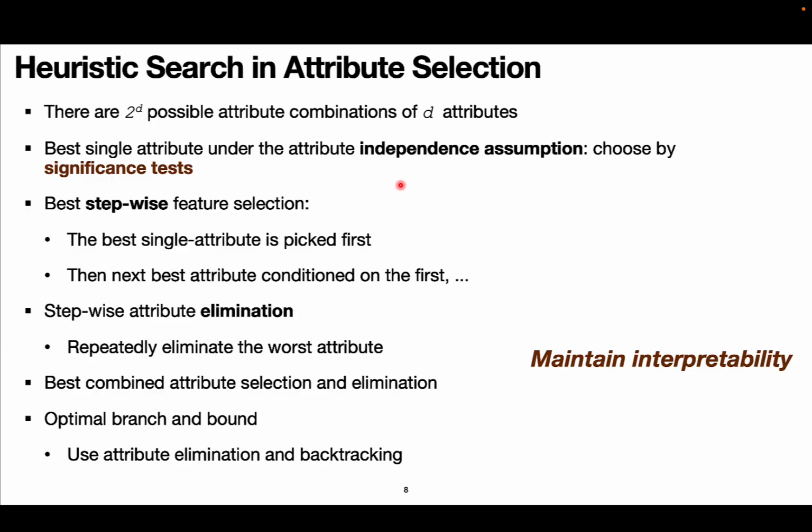Then we can go over an iterative stepwise process where we select the best single attribute, then the second best attribute, and so on. Or we can start by elimination, eliminating the worst attribute, then the second worst attribute, and so on. Overall, the key advantage of this approach is that it maintains a great degree of interpretability.